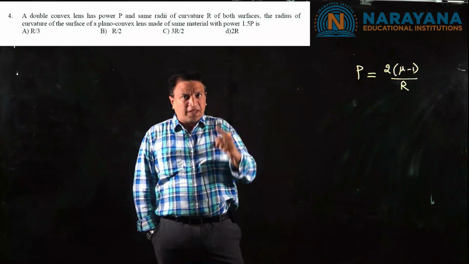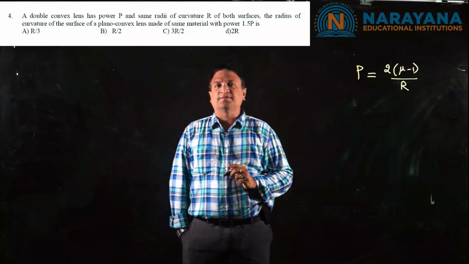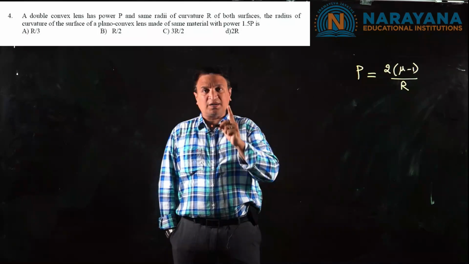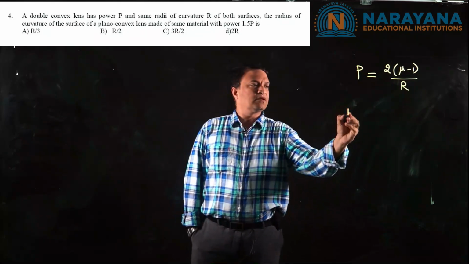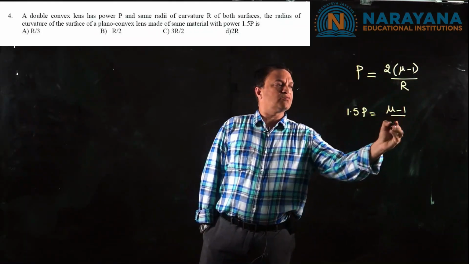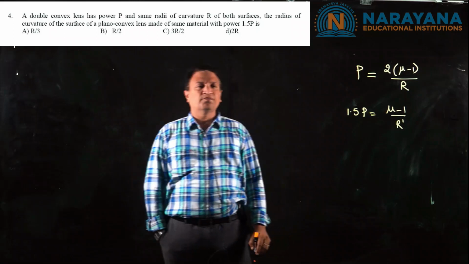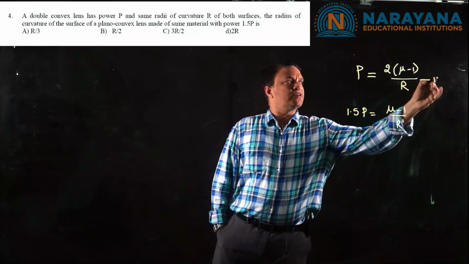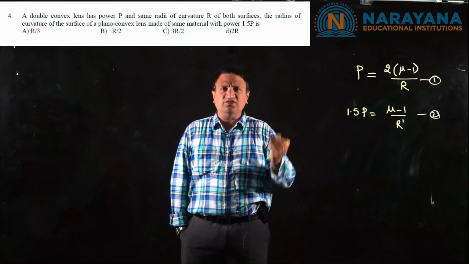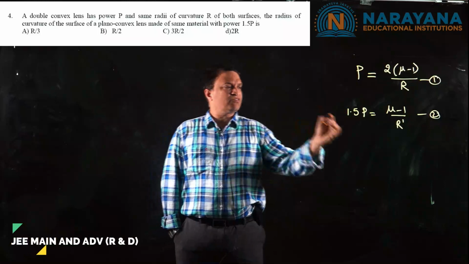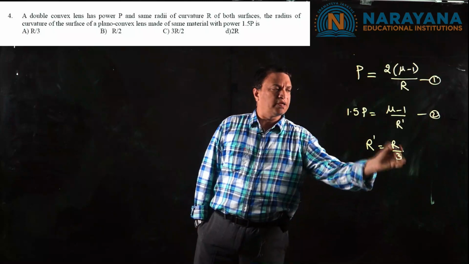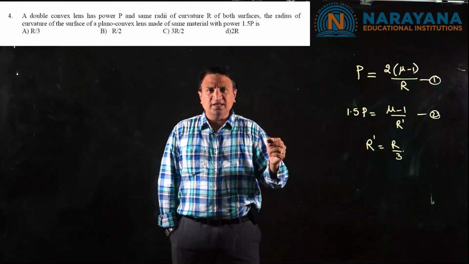The next lens is a plano convex lens. Plano convex lens made of the same material, remember, but power is 1.5 P. So this can be written as mu minus 1 by r dash. These are two different equations available to you. Simply what we can do, we can go for the ratio of these two equations. By doing the ratio of these two equations, you will get the radius as r by 3. So, r by 3 is my answer.